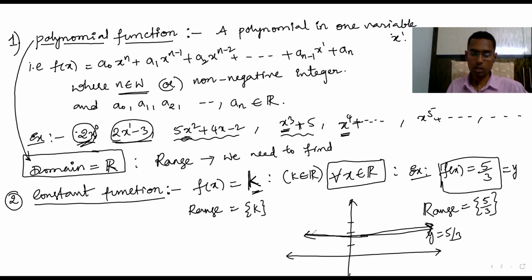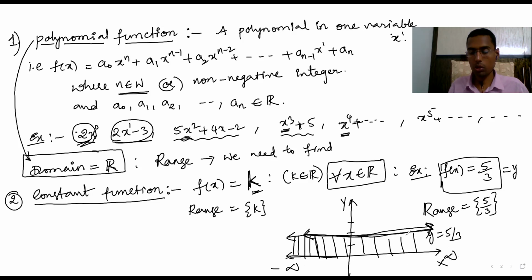Now you see here, what is domain? Domain means wherever the graph is there. By seeing the graph also you should be able to tell. Domain means you should take on the x-axis, range means you should take on the y-axis. If you drop perpendiculars from this graph, the graph is there from minus infinity to plus infinity. That means the domain is minus infinity to plus infinity.